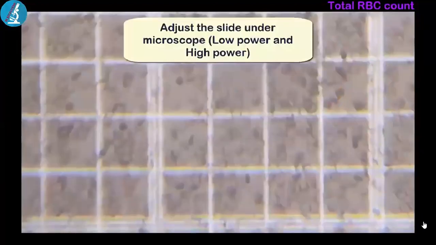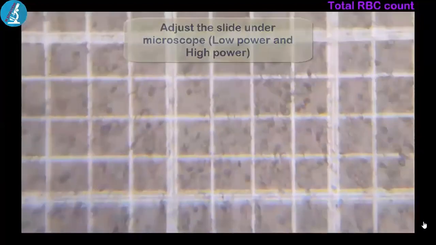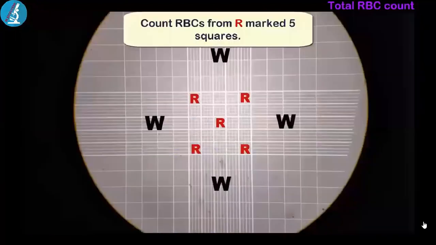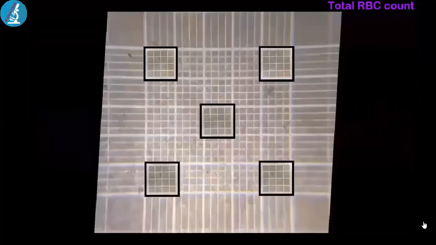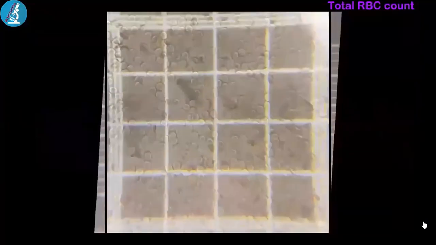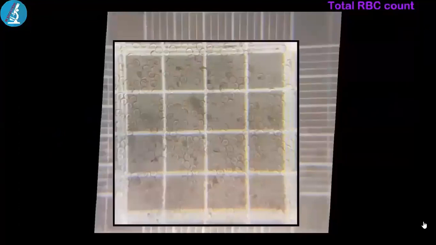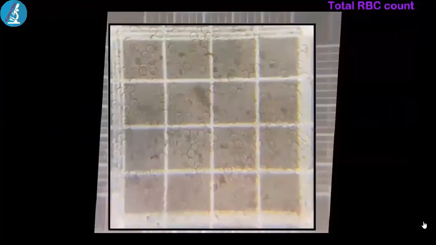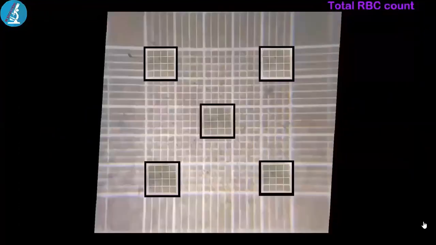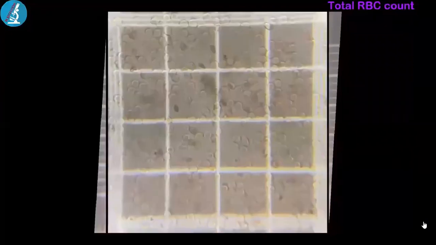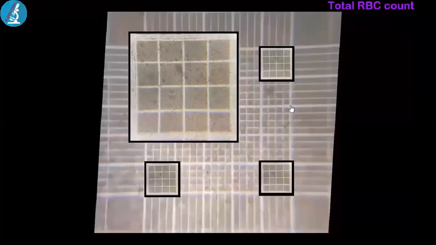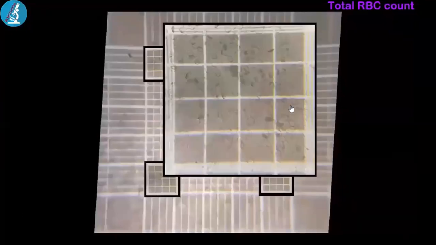So you adjust the slide, you adjust your microscope so that you view where you're going to do your counting. So you have the 5 boxes or 5 squares where you do red blood cell count. So you can see the squares on the corners, the 4 cornered squares. Then you also count the middle square. So these are how the red blood cells will be looking. So you can see the red blood cells here after dilution. You are able to count them.